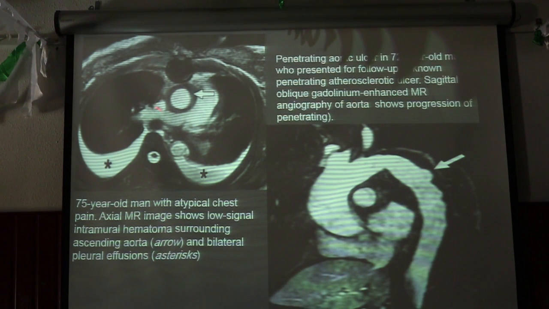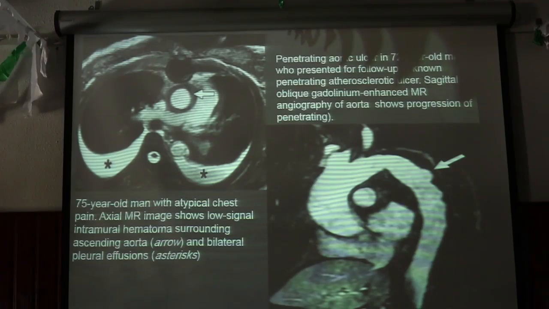This is a patient with intramural hematoma surrounding the ascending aorta and associated with bilateral pleural effusion. Another patient with penetrating thoracic ulcer.